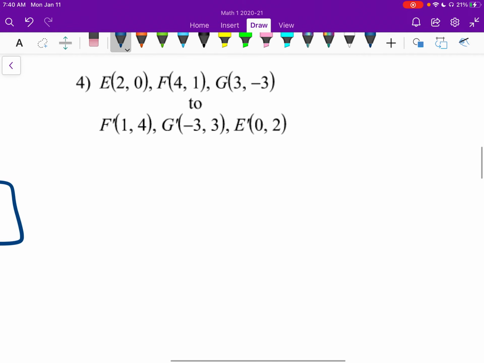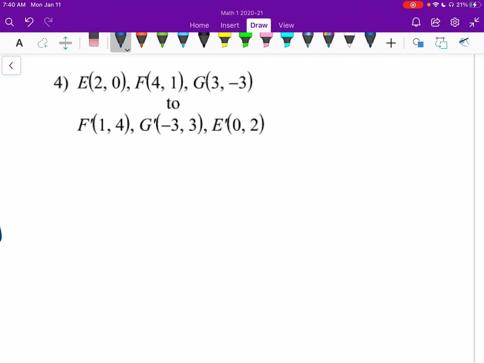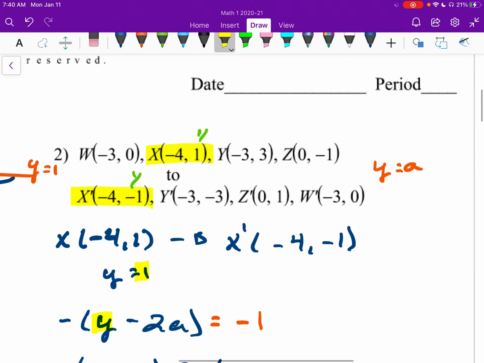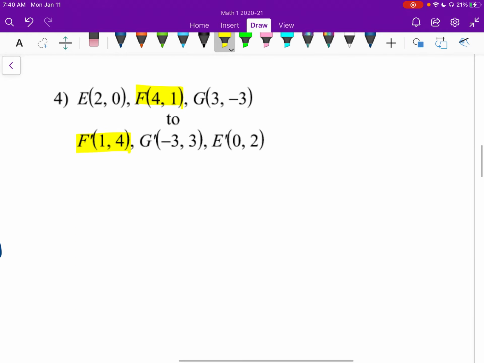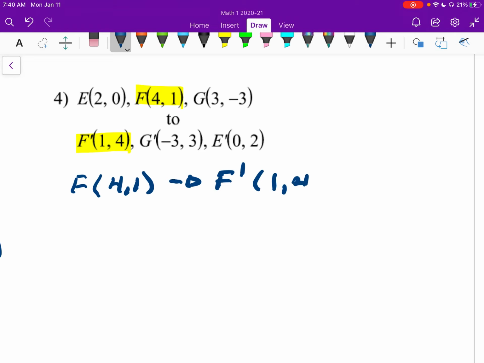All right, number 4. Again, let's just find a point. We'll use F and F prime. I know I've said it before, but it doesn't matter what point you grab. They should all give you the same answer. If they don't, then you probably made an error somewhere. All right, this one, neither of them stayed the same. So let's write that here. We have F at (4, 1). F prime is at (1, 4). So neither of them stayed the same. The x's are both different. The y's are both different.